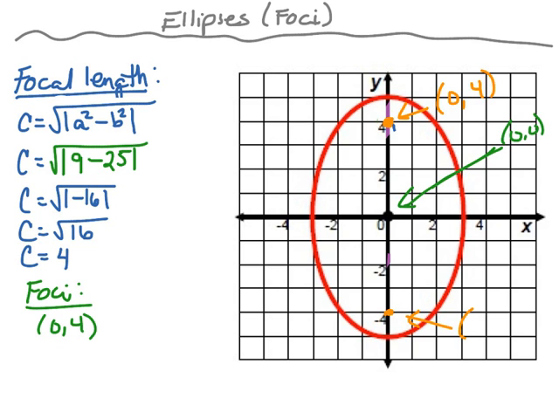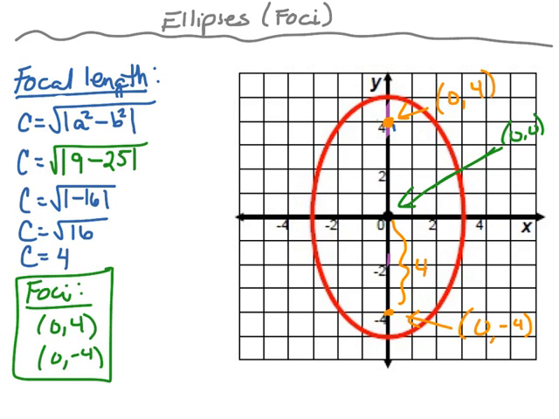Now I'm going to find this one over here. Remember, it's the y value that's changing. The x value is still 0. What we said was that this distance right here was 4 units. So if I go down 4, 0 minus 4 is negative 4. So the other foci is 0, negative 4.